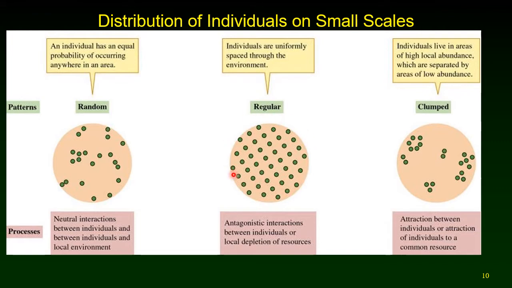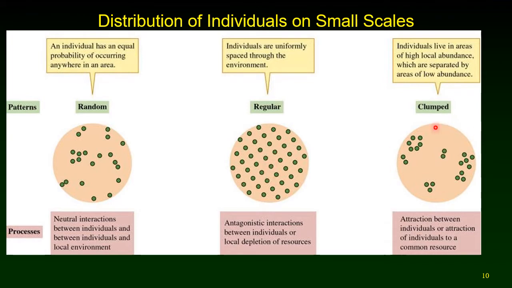Whereas if you have a very evenly spaced out population, like this might be bird nests where they each have a territory and there's antagonistic interactions between individuals, or it could be where they're depleting the resources in an area and no one else can live too close to each other. So it could be desert shrubs that are using up all the water in each individual spot around them.